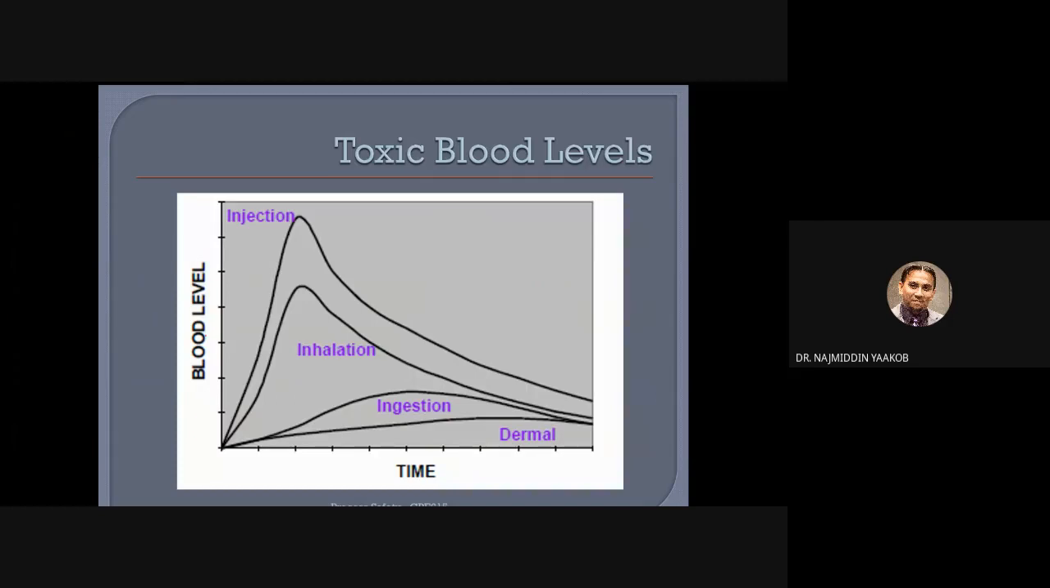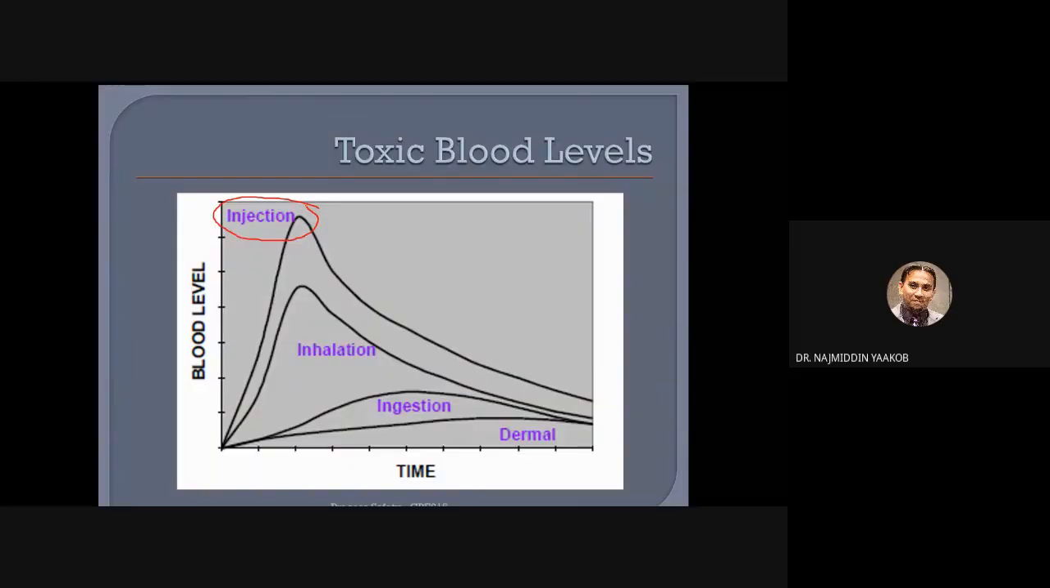Between these, injection, inhalation, and ingestion, the most severe or most effective route is injection, where the toxicant can enter the blood easily. Through injection, the toxicant can easily be absorbed into your body system through your blood. Second, followed by inhalation and ingestion, and also dermal.